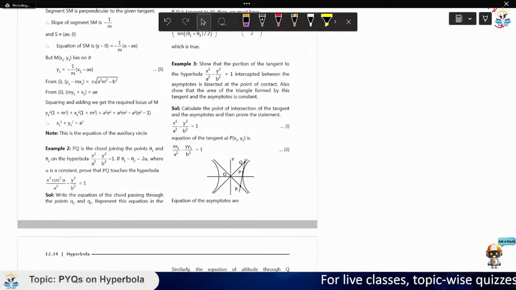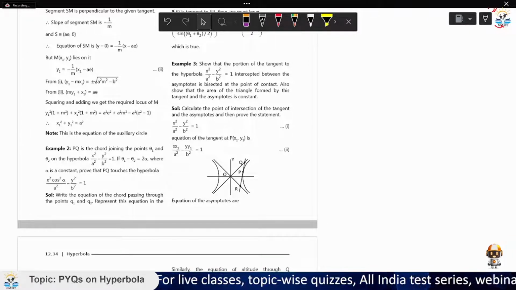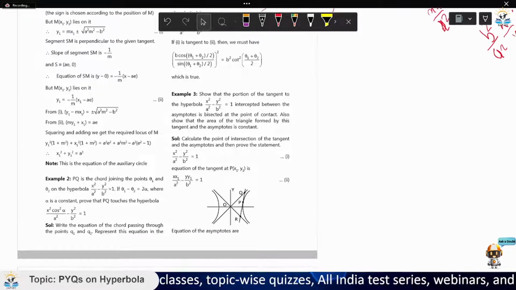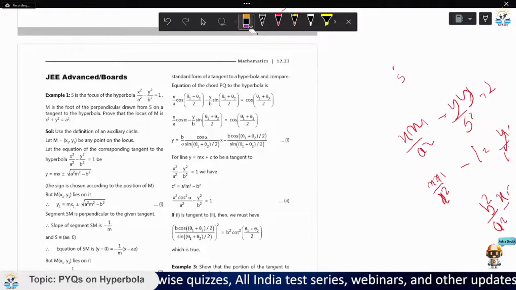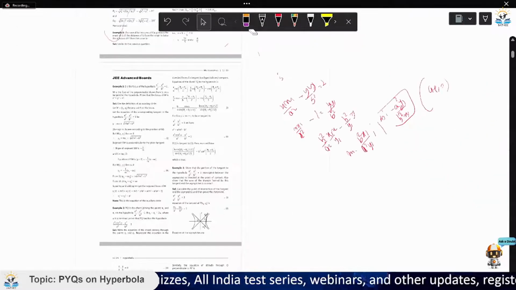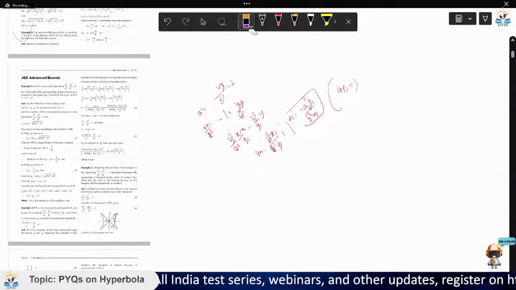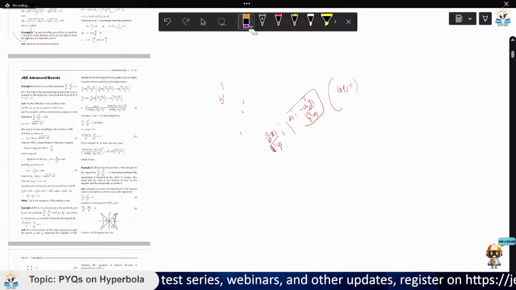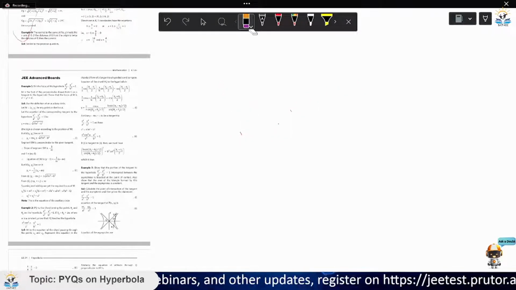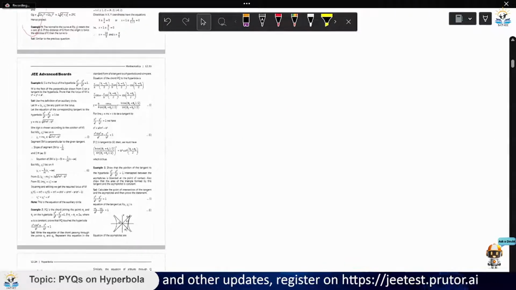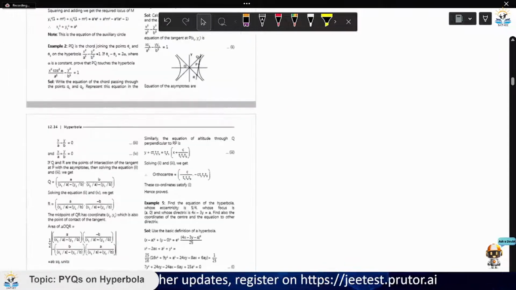So the next part is: PQ is the chord joining the points theta 1 and theta 2 on the hyperbola, and the difference between their angles is 2 alpha, where alpha is a constant. Prove that PQ touches a certain hyperbola. Why are there so many prove-that questions? I'm getting bored of this, but okay, fine, let's go. Let's study, it's important. Hyperbola is a very important topic for JEE Advanced also, because a lot of questions come directly from hyperbola and ellipse. Conics, they love them, the paper-making machine, the IITs, right?